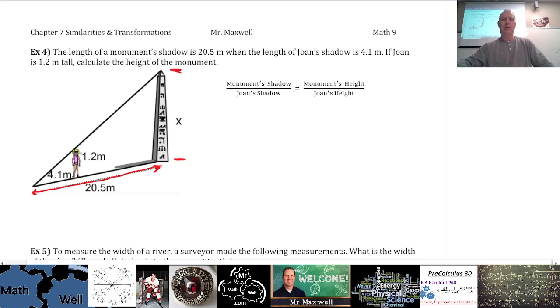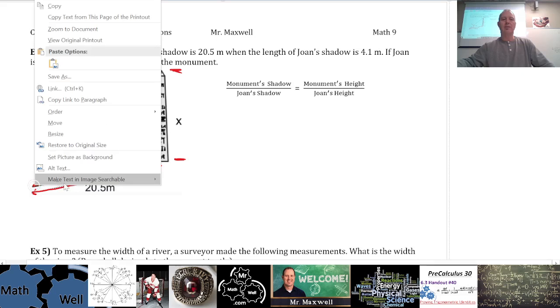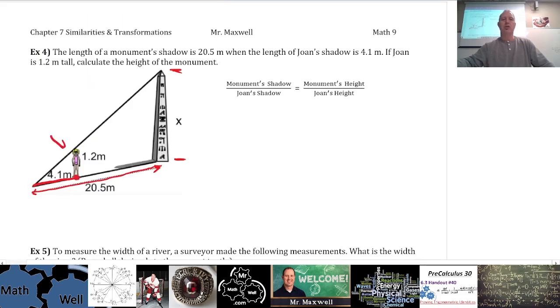Joan's shadow, so here's Joan right here. That's Joan, this girl right here. Her shadow is 4.1 meters. So that would be the length from where Joan is to the edge here. Okay, that's in the picture, that's her shadow. So we've got two shadows, one for the monument, this big one, 20.5 meters, and this little one for Joan, 4.1. If Joan is 1.2 meters tall, so that is this length right here, 1.2 meters, calculate the height of the monument. And so what's unknown is usually represented by a variable. Okay, so an unknown piece is usually represented by a letter.